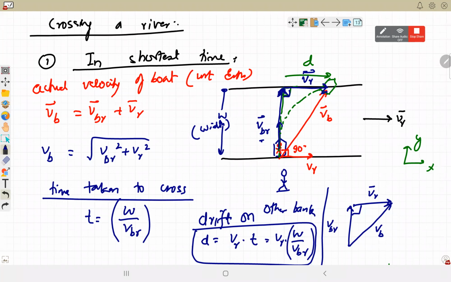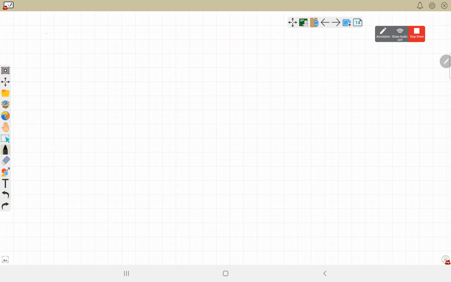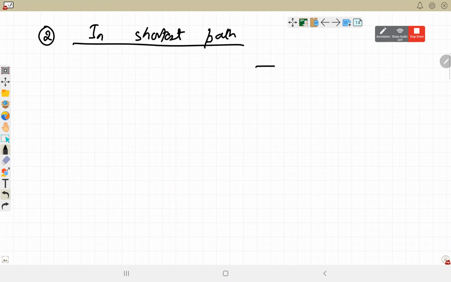Second case होता है crossing in the shortest path. Shortest path का मतलब when the boat reaches on the other side, or the person who is standing at the bank, if he sees the path of this boat, it should appear that the boat has gone straight. The boat has taken the shortest path.